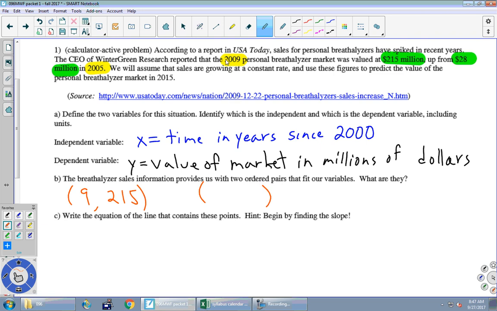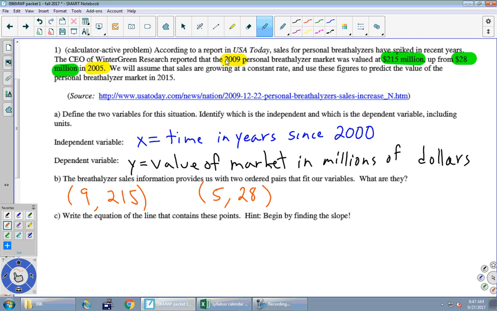Okay, who's got it? 5, comma, 28. I've seen some folks get confused about this up from 28 million. Some people start adding the 28 million to the 215 or subtracting the 28 million from the 215. It's neither of those. Up from 28 just means it was 28 and then it went up to 215. So it's just 28 there.